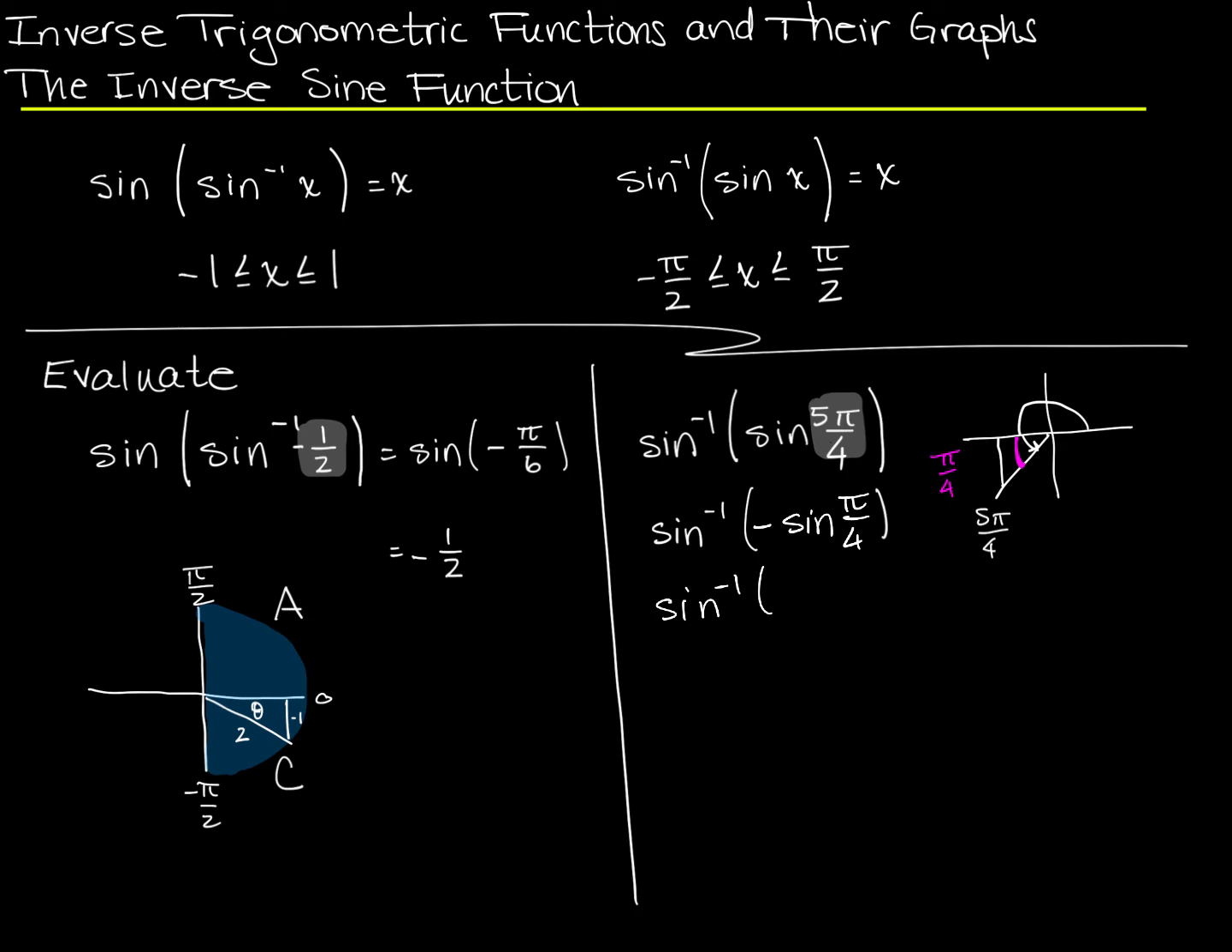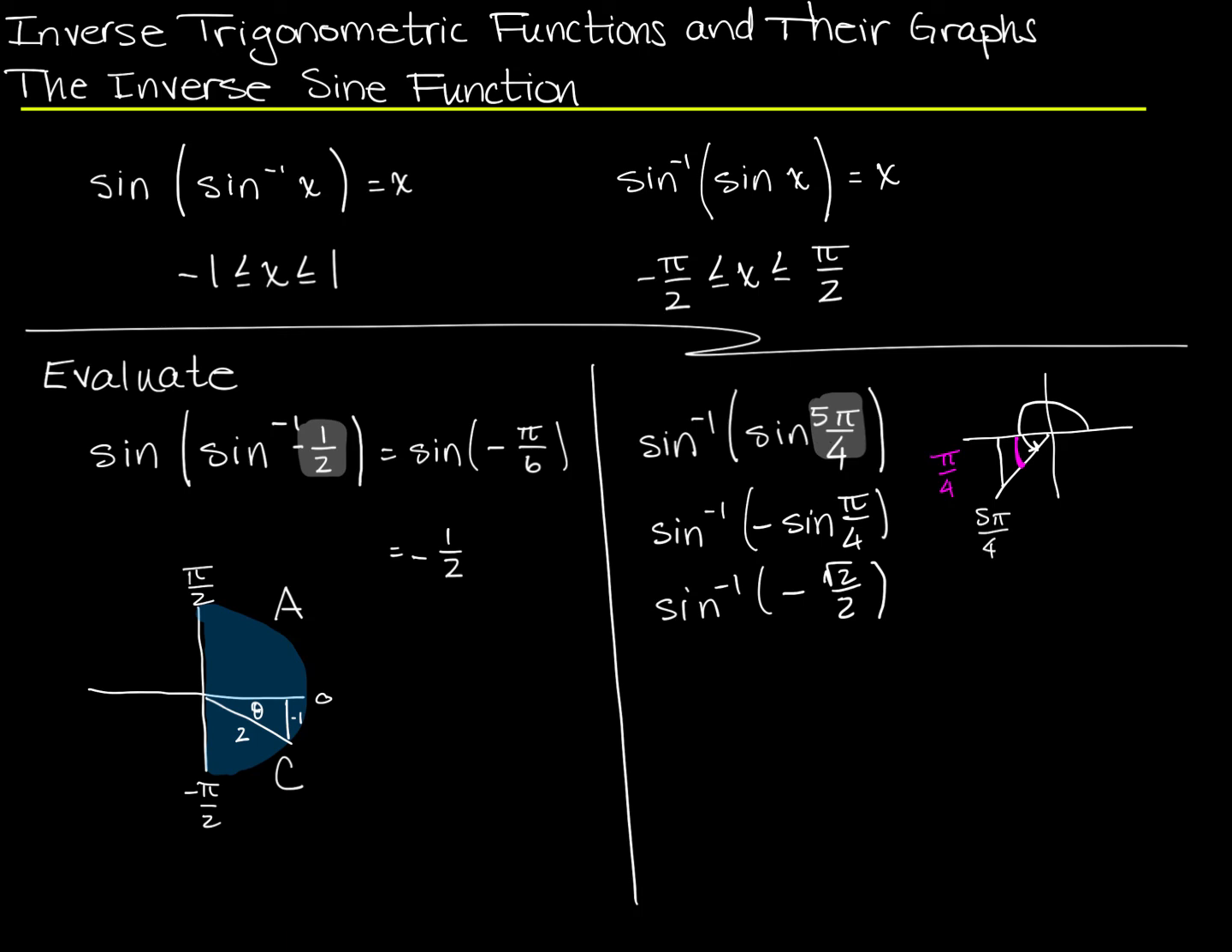Well, let's start with the pi over 4 part. The sine of pi over 4 is root 2 over 2. And the negative sine of pi over 4 is negative root 2 over 2. Okay, that's the inside part. That's the part we already knew how to do. Now we're going to take the inverse sine of that. What's the angle whose sine is negative root 2 over 2?